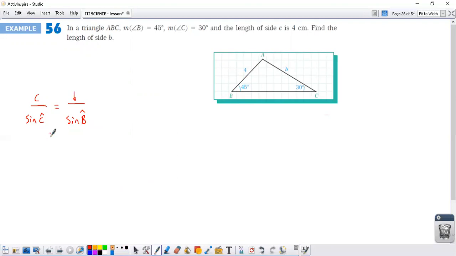Okay, so side c is 4, and sine C is sine 30 degrees, and b we have to find, and sine 45. So 4 over sine 30, which is 1 over 2, equals b over sine 45, which is root 2 over 2, and the halves cancel each other out, and 4 root 2 is equal to b. Okay, so b is 4 root 2 centimeters.